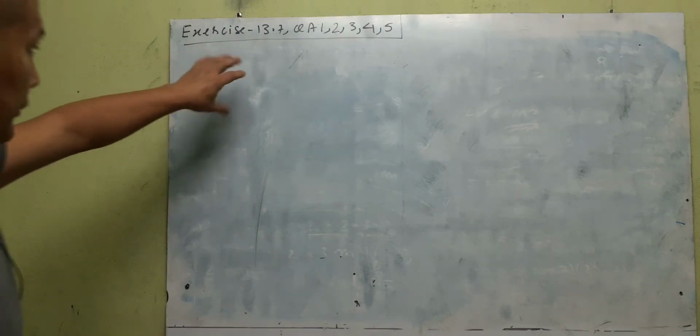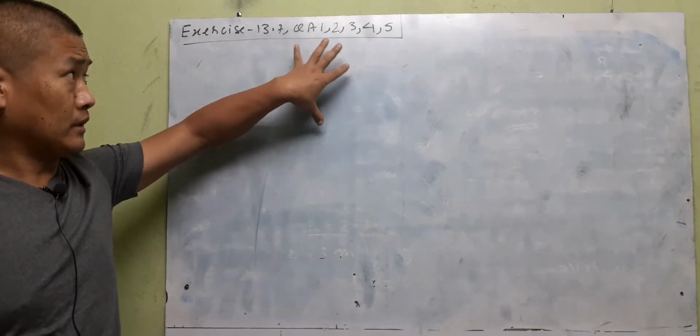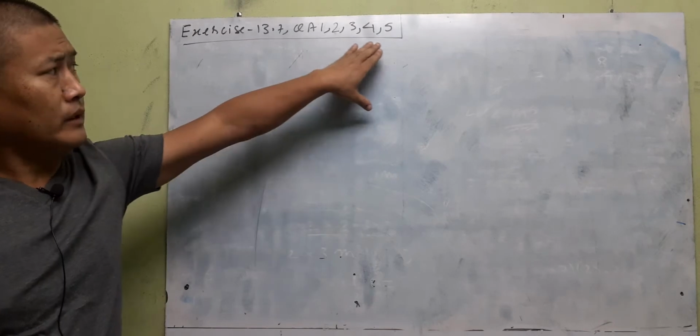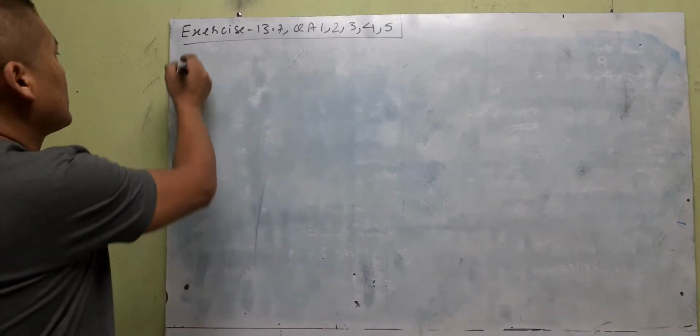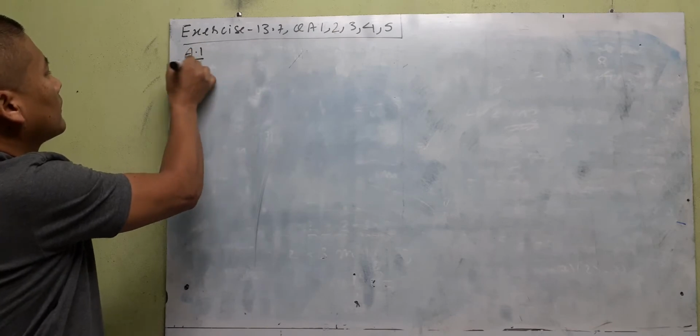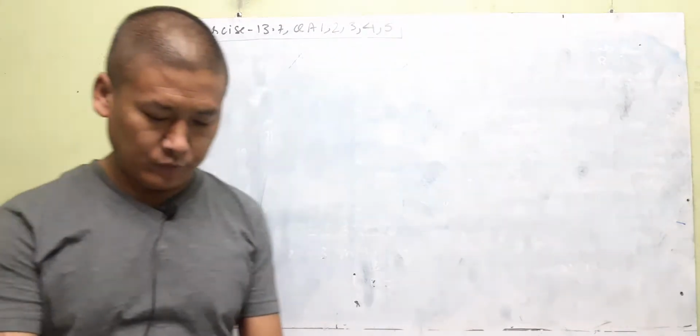Okay, so next is the last class for this exercise 13.7, the remaining questions. We will have no test for this. So let's start with A1. I'll read the question. Look in your textbook, page 249.